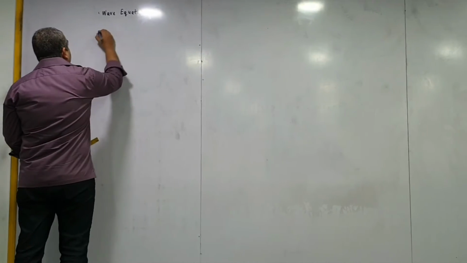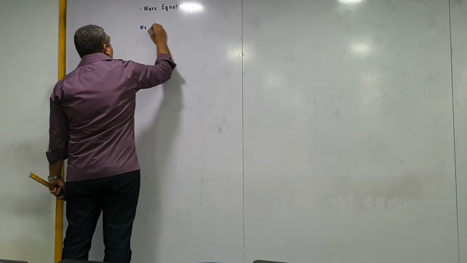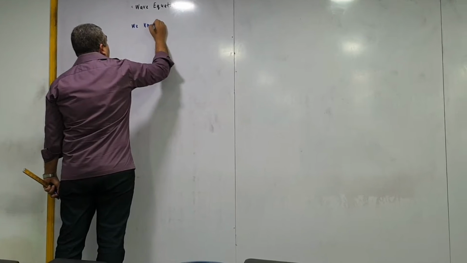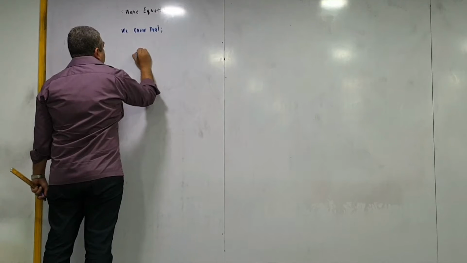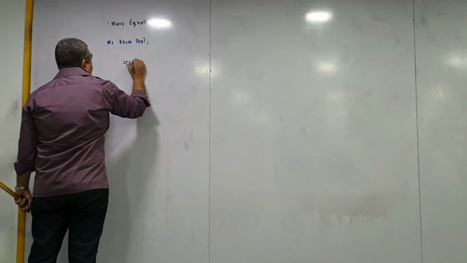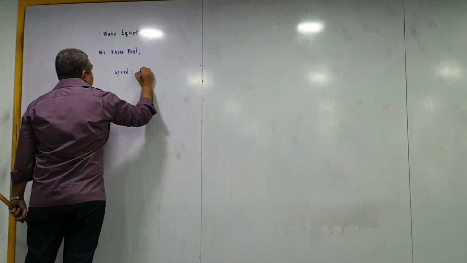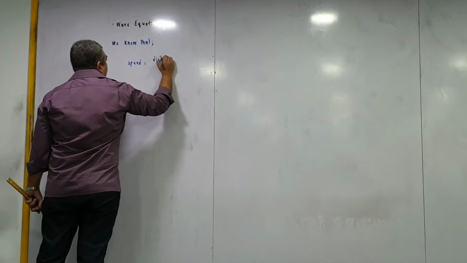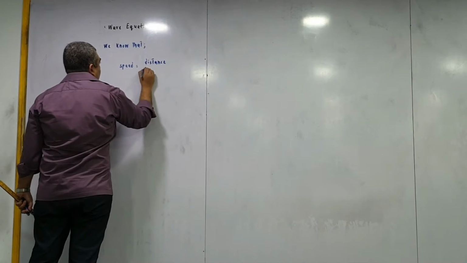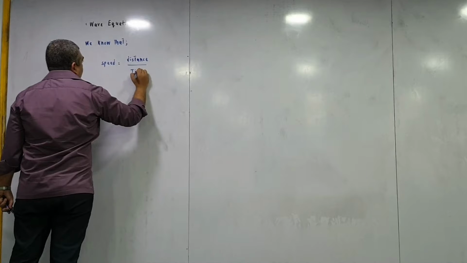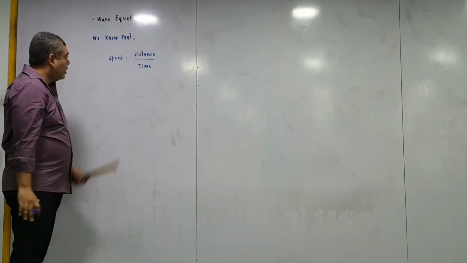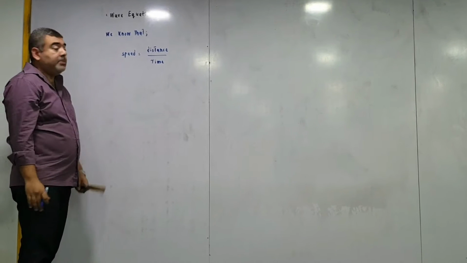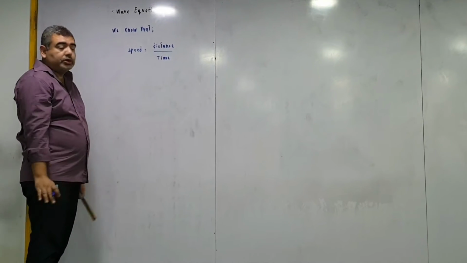So we know that, हमें पहले से एक चीज पता है. What we know है? We know that speed is equal to distance upon time. So आपको पता है, speed is equal to distance upon time. It's a general equation of motion.